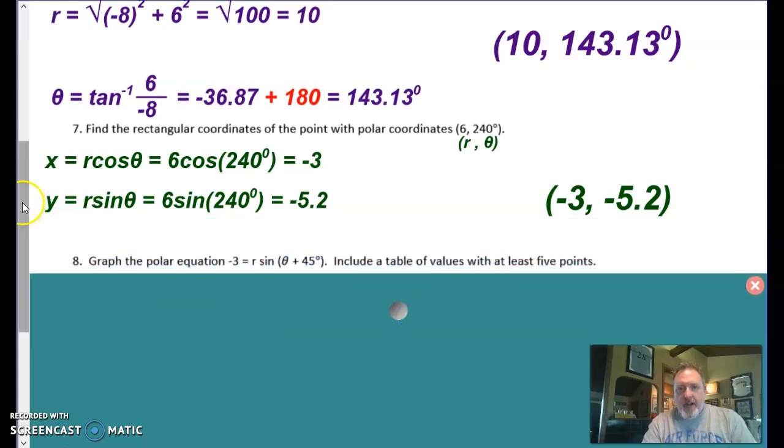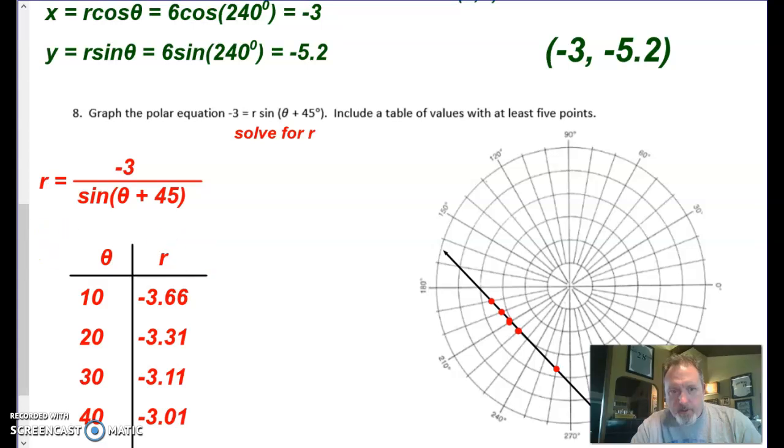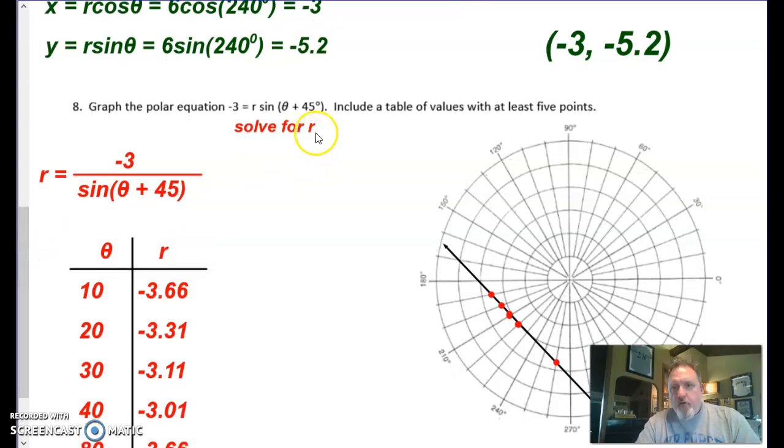Number 8, graph this equation. Don't break rule 1 with this one, please. So here's what we're going to do. For this equation, we have to solve for r, because you can't graph any polar equation unless it's solved for r. So really we have to divide negative 3 divided by this mess right here. So here's my equation solved for r. At that point, you can plug it in your calculator, and you're going to see that you get a line.